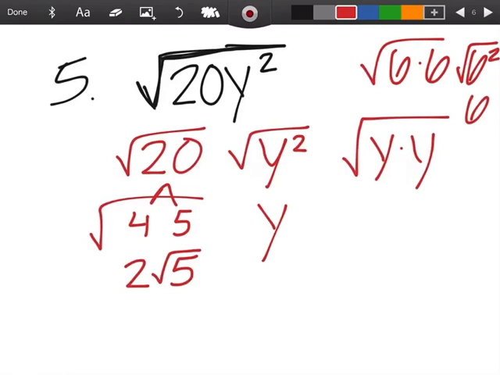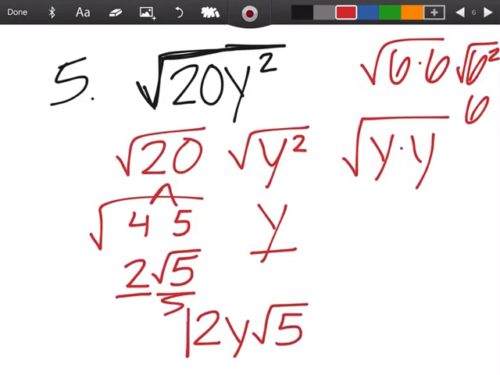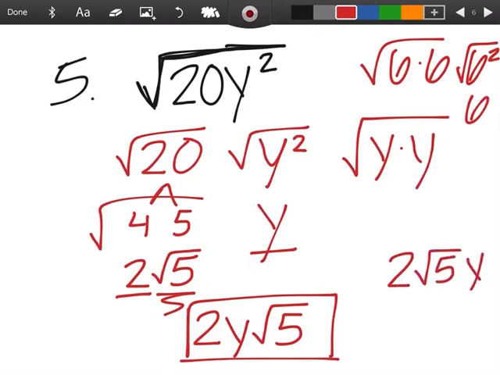And so because this 2 is no longer underneath the radical, this y is no longer underneath the radical, I'm going to write both of them out front. So I'm going to write 2 times y, and then left underneath the radical is the 5, so 2y root 5. And I would rather see this. I don't want to see 2 root 5y, just because I don't know if they'd count it right or not. But it's better to have the variable out front. It's just a good practice to be in, and to definitely make sure that that y is not underneath the radical anymore.